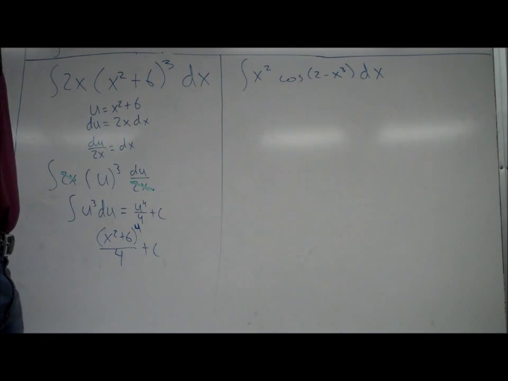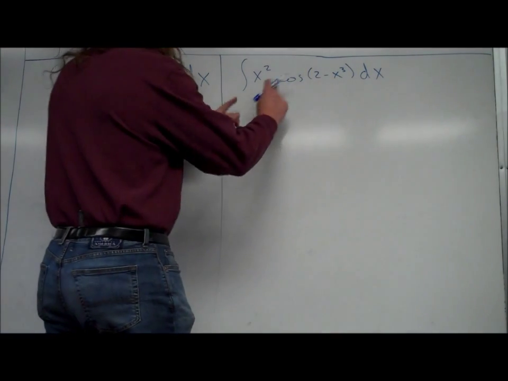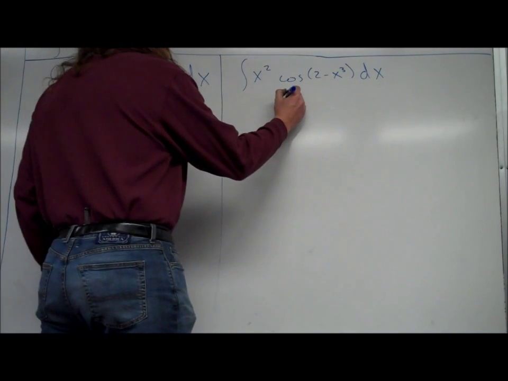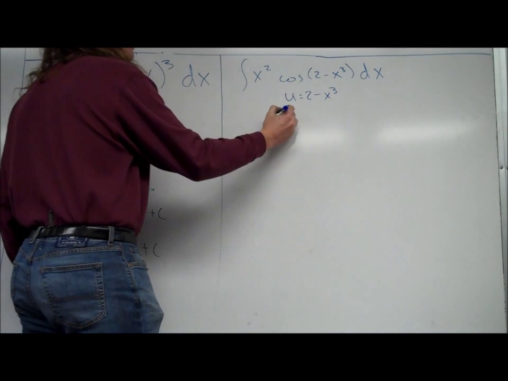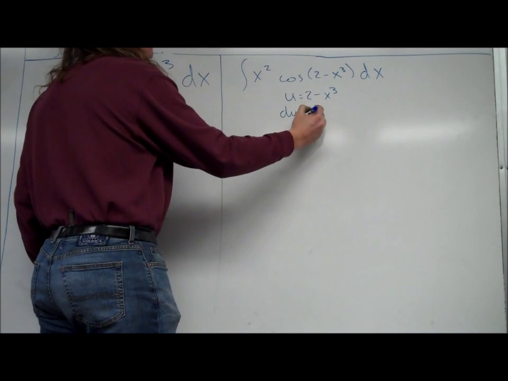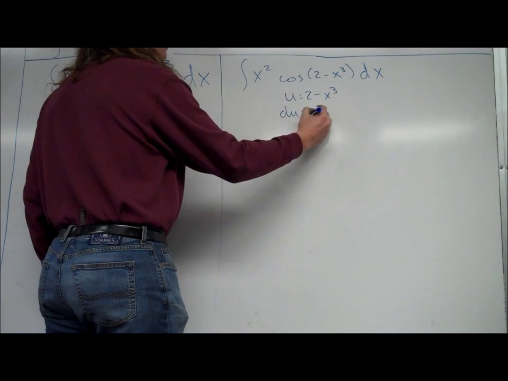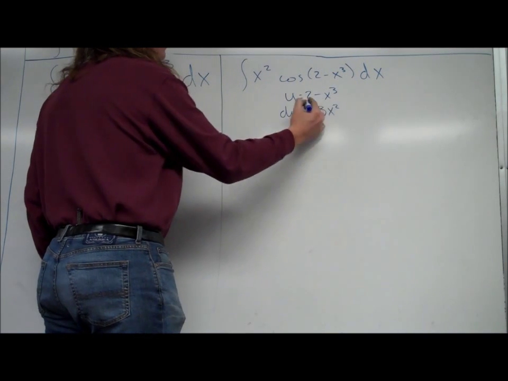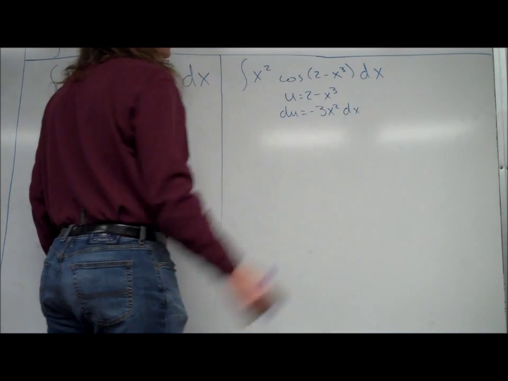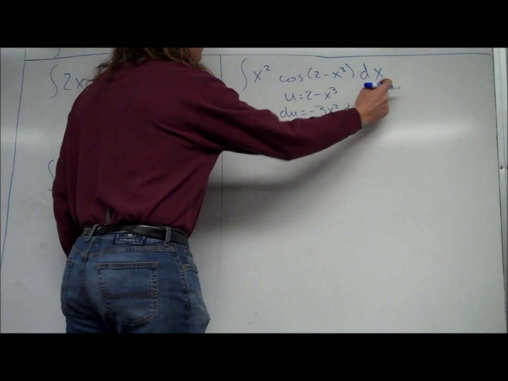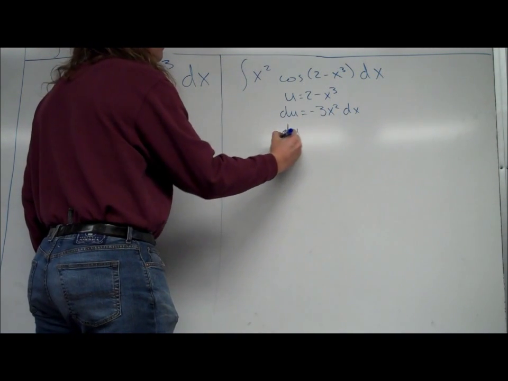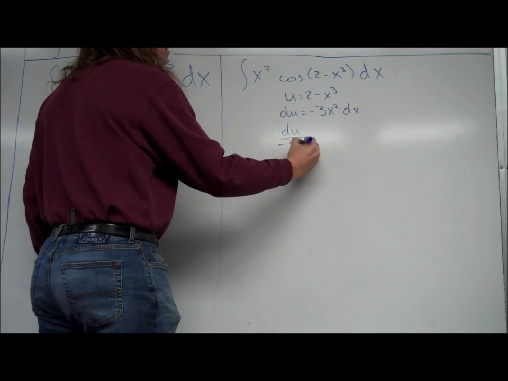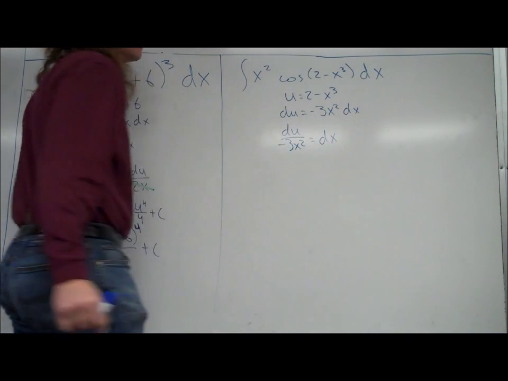That's not a big deal. So as long as those x's are going to cancel, we're good. So I'm going to let my u equal 2 minus x cubed. I'll get my du by taking the derivative, which is equal to negative 3x squared. So again, I just took the derivative of that and put a dx after that. I'm doing this to substitute for my dx. So I'll divide by negative 3x squared. du over negative 3x squared is equal to dx.